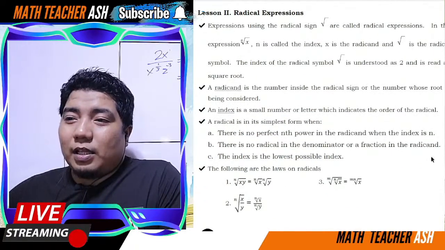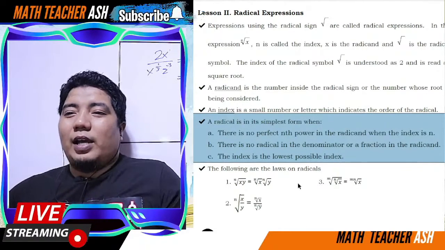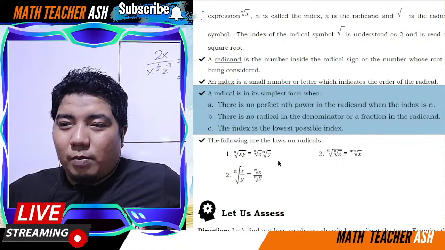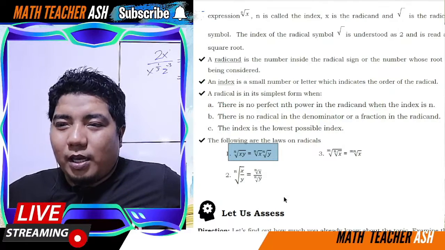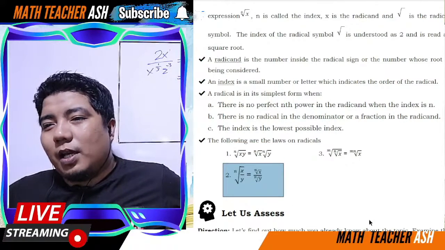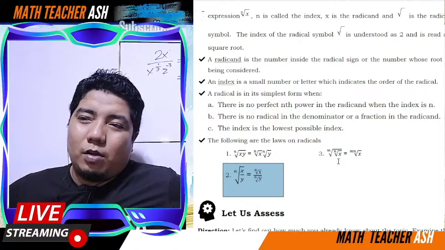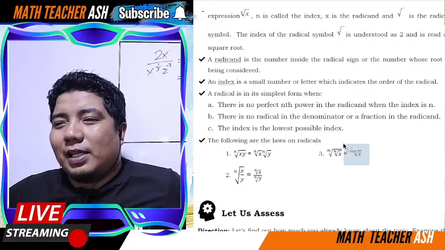Okay, and matatawag mo na simplest form ng radical kapag ito. Yan, either of the three. And then the law of radicals is like this. The product law of radicals, pwede mo silang biyakin. The quotient law, pwede mo silang biyakin din. And the root to root. Ayan, root to root. O, pwede mo silang pag-isahin.